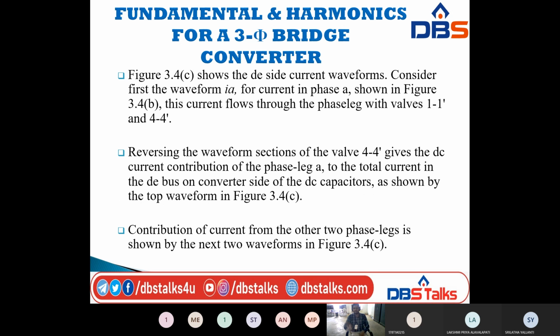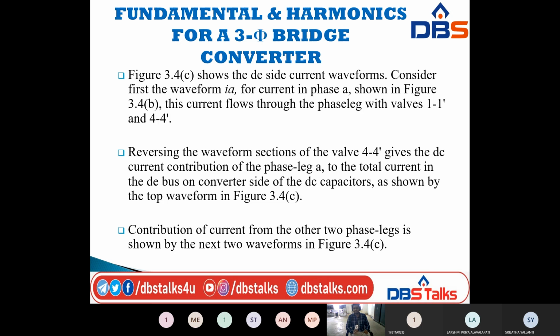Next, the figures: in the first slide I have shown the waveforms, so based on that, these are all DC side current waveforms. Consider the first waveform, IA, the DC current from phase A. This current flows through the phase leg with valves 1 to 1 dash and 4 to 4 dash, as I already said on the diagram.